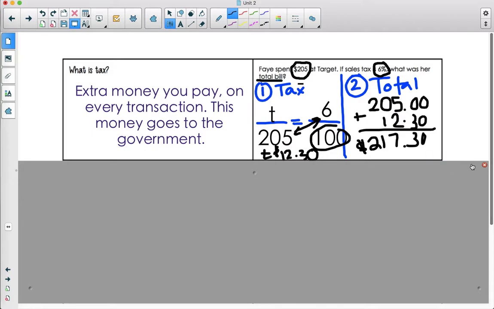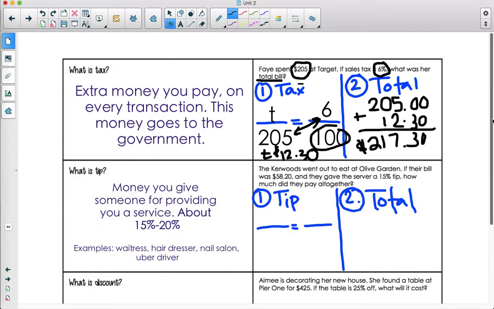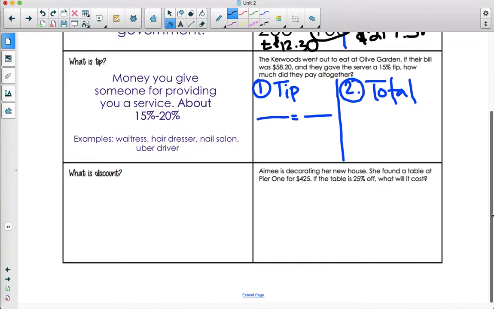Our next section that we're going to talk about is tip. So let's go over an example of tip. What is a tip? I need you to write this down. We're filling in this box right here.